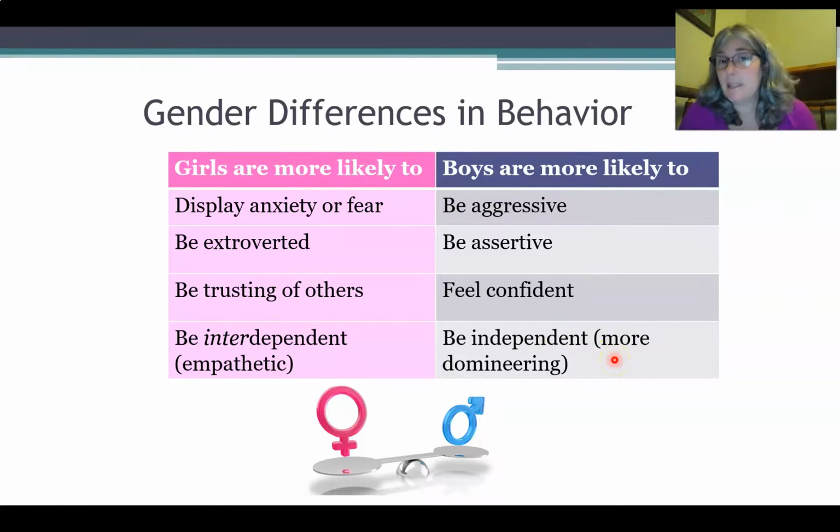Boys tend to act independent of that, so they typically aren't as concerned with their effect upon other people or other people's feelings. They might appear more domineering.